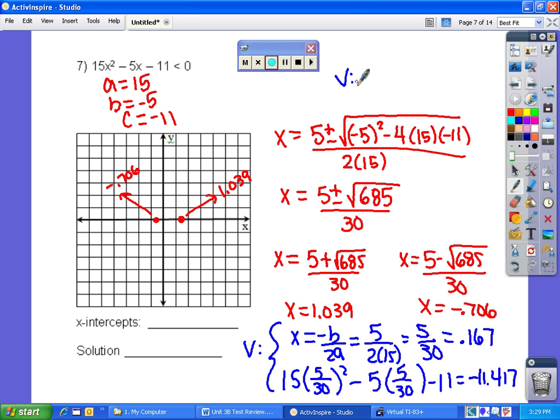So your vertex is at 0.167 and negative 11.417. Alright, so now we're going to plot that point. So 0.167 is in between 1 and 0. And then negative 11 goes all the way down. 1, 2, 3, 4, 5, 6, 7, 8, 9, 10, 11. Ooh, it's all the way down here. So now I'm going to connect. It's going to be a skinny graph. Ooh, that was ugly. Try that again.